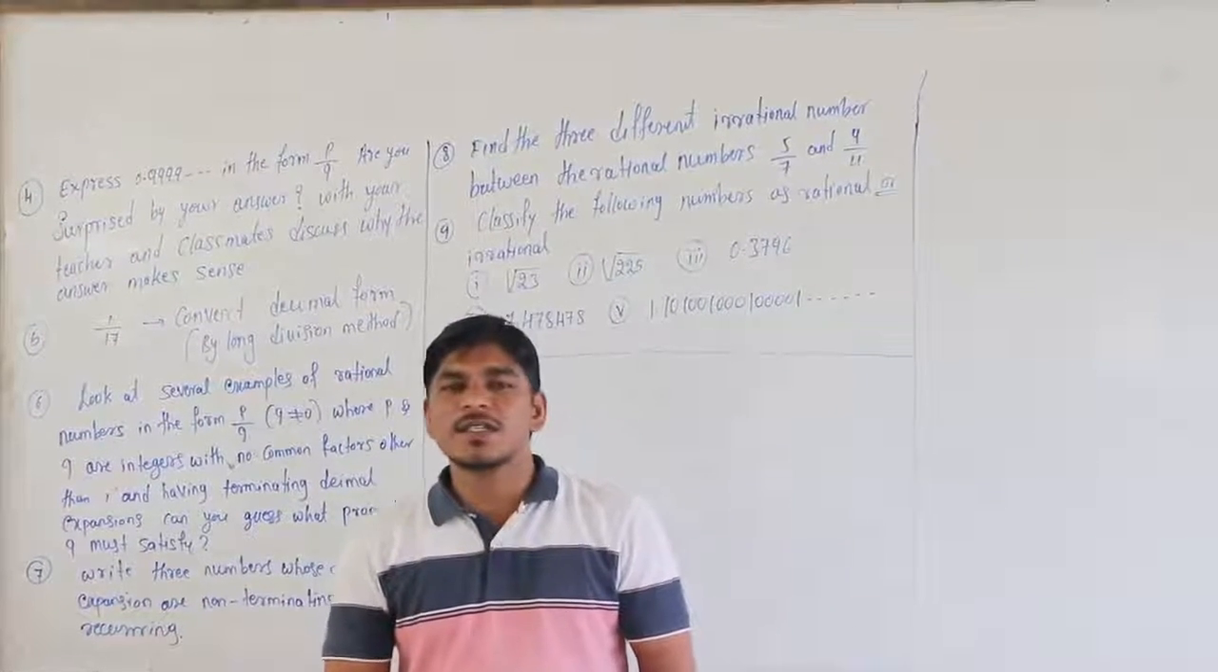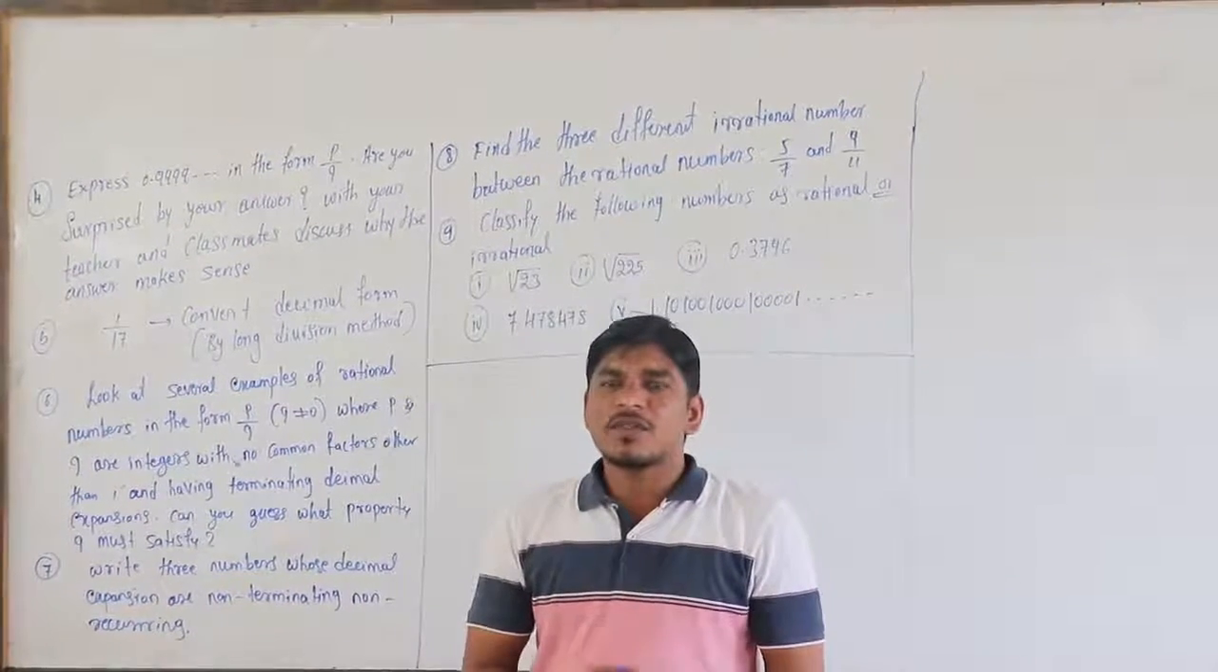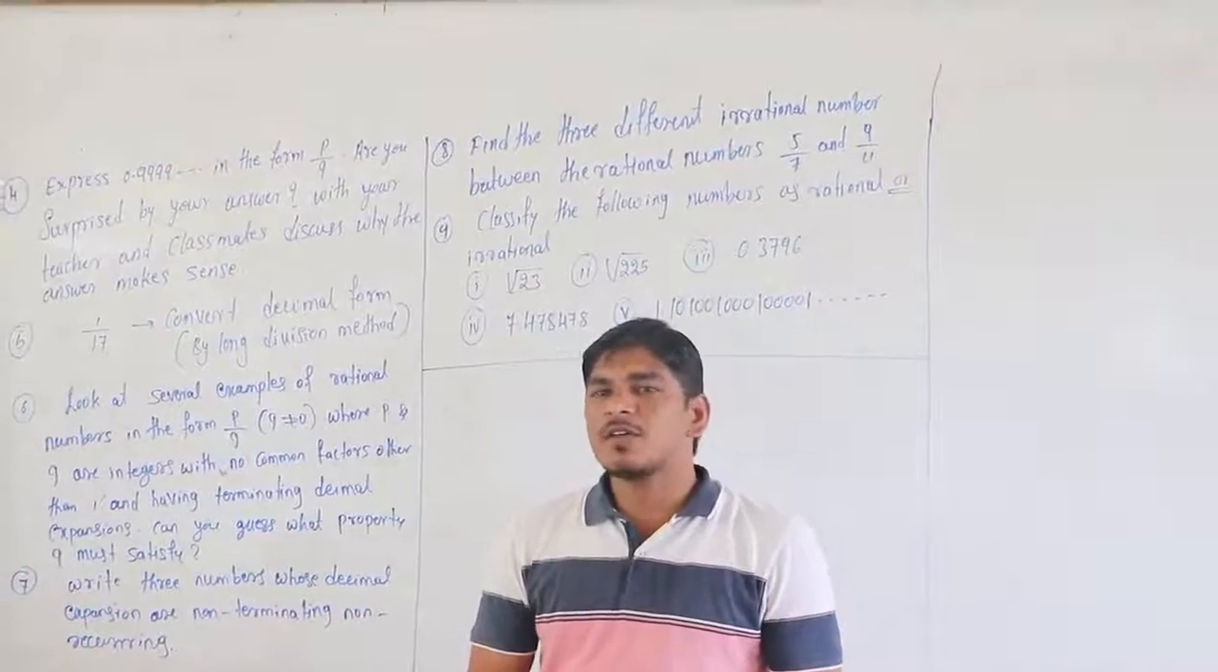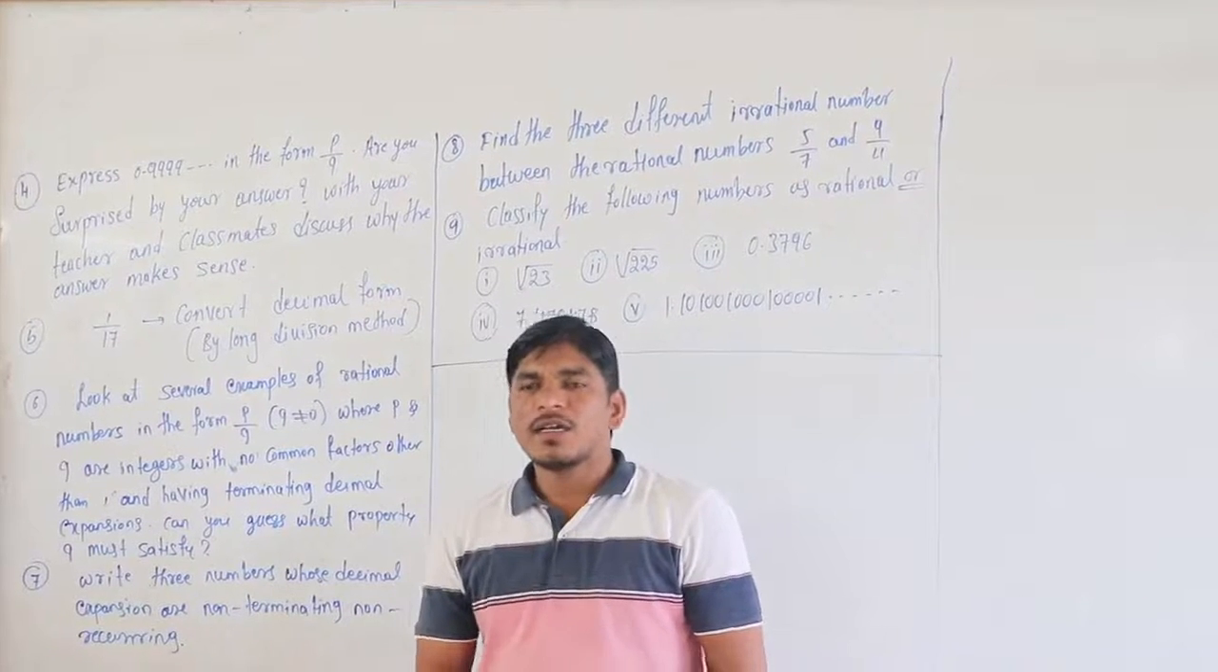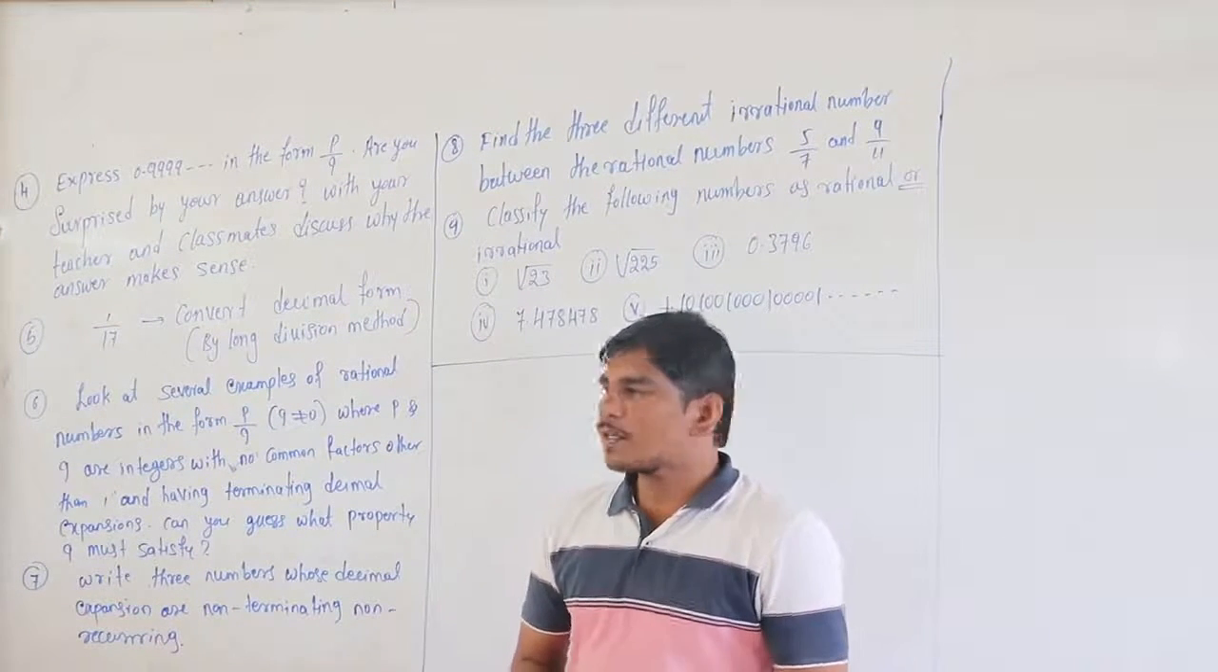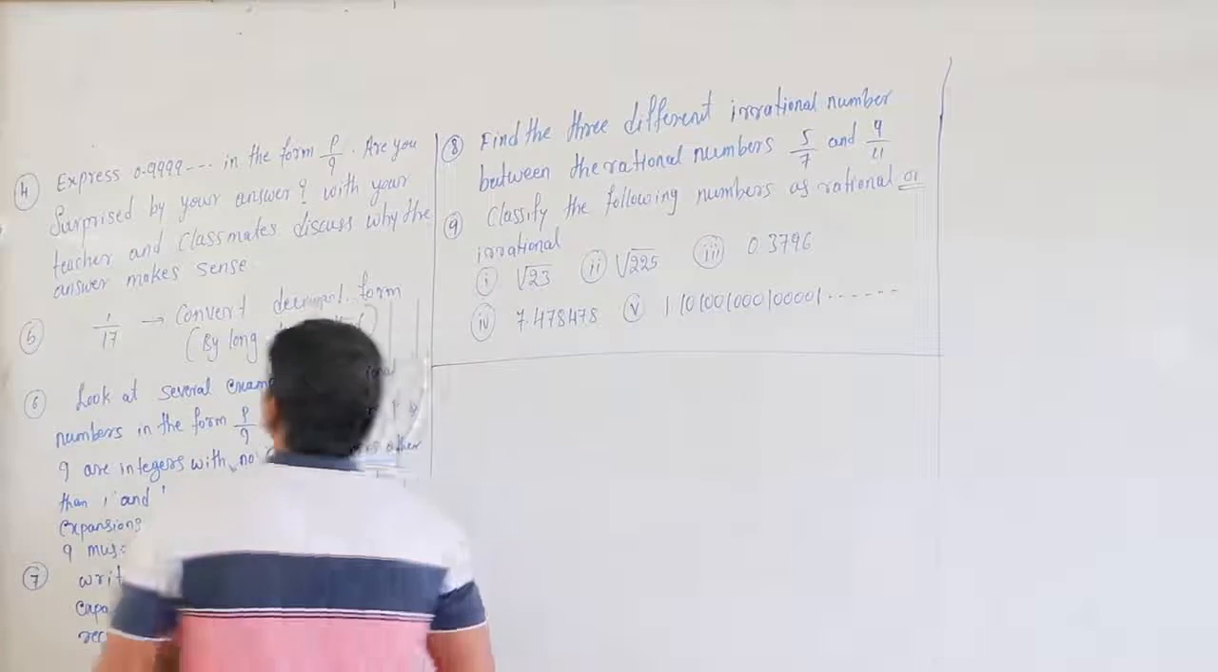Now, last class we discussed rational numbers, irrational numbers, and terminating, non-terminating, recurring numbers based on problems. Today we are continuing. The next problem is here.